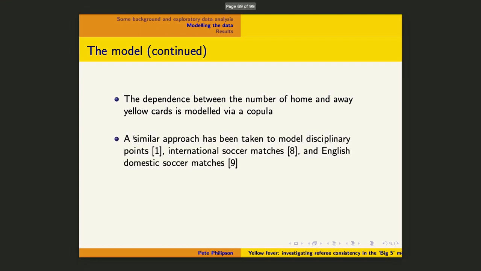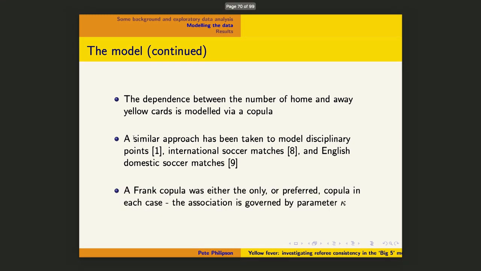Also model the dependency between the number of home and away yellow cards through a copula. And a similar approach has been used, so earlier reference here, to model disciplinary points, goals in international soccer matches, and goals in English domestic soccer matches have also been modelled using a copula. In each of these cases, they used a Frank copula, so I don't know how much people know about copulas. I don't know much. I basically learned about them for this bit of work, so I know a little bit more than I did 6 months ago, but I'm by no means an expert.